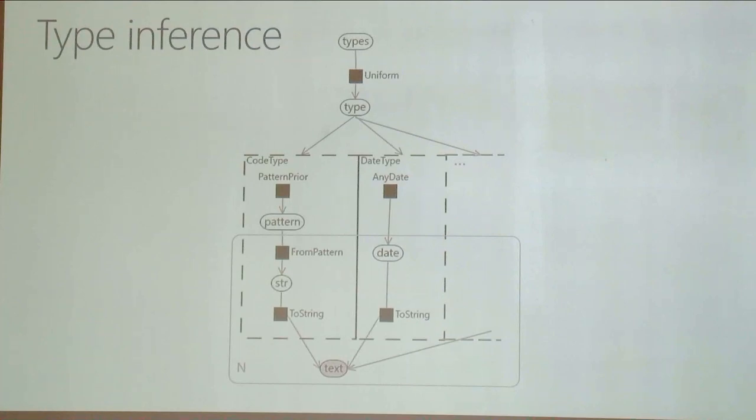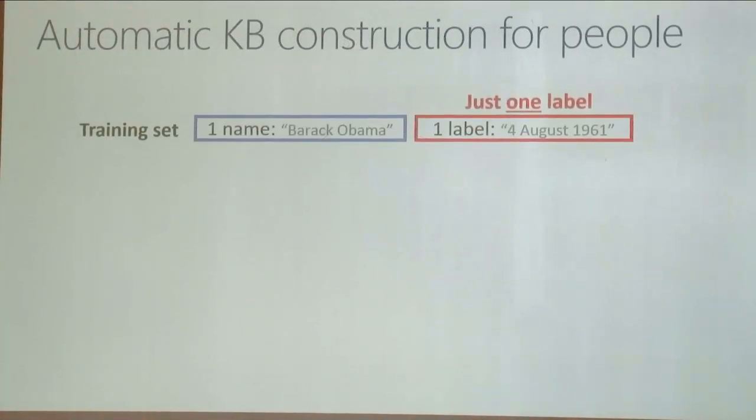So here we see on the left-hand side in the dashed box, we see the code type that we looked at on the previous slide. We have date type. We have all the other Alexandria types. And these are gated by random variable type, which is the row in the table. And we can run inference in this gated model and then obtain a posterior distribution over types. And we can pick the most probable type as the type of that property. So let's see how we can apply this to constructing a knowledge base automatically.